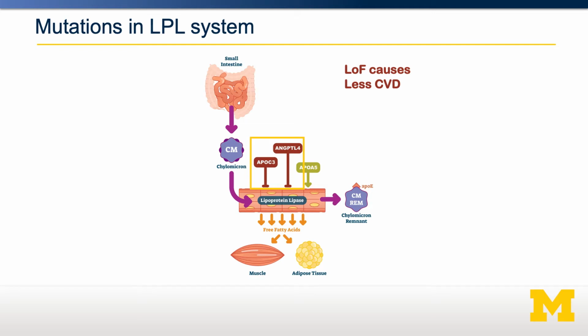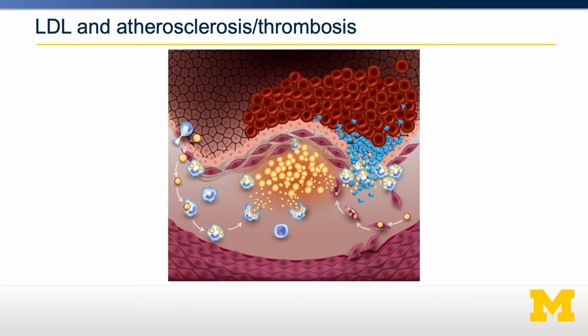On the contrary, ApoA5 and lipoprotein lipase itself are both positive regulators of LPL metabolism. That means if you have a loss of function of LPL or ApoA5, LPL is less active. That means lipids are more likely to stay in the blood, and that means they are more likely to cause cardiovascular disease. And this is exactly what we find when we examine individuals who have major loss of function variants in ApoA5 or LPL. The reason for this is through the buildup of LDL particles.